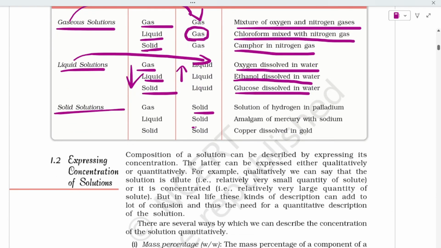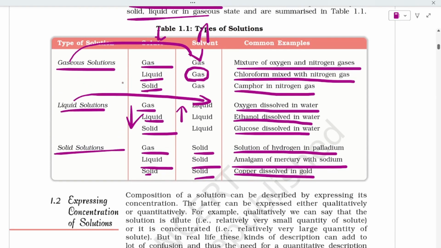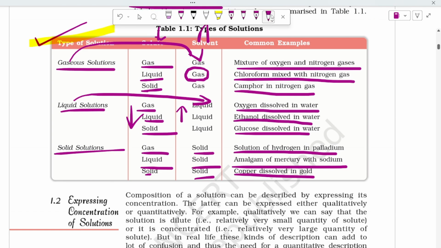And for solid solutions, with solid as solvent and gas, liquid or solid as solute, examples are a solution of hydrogen in palladium, an amalgam of mercury with sodium, and copper dissolved in gold. This is the table which you have to study, it's very important.